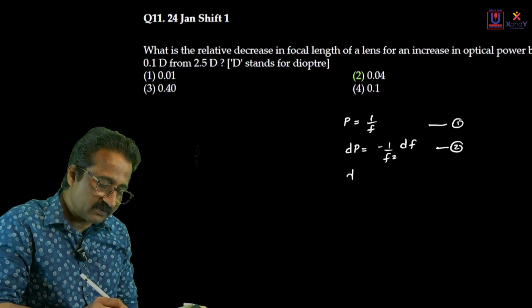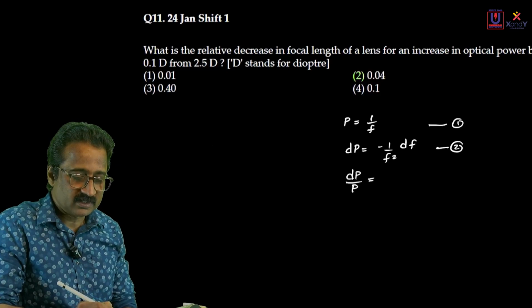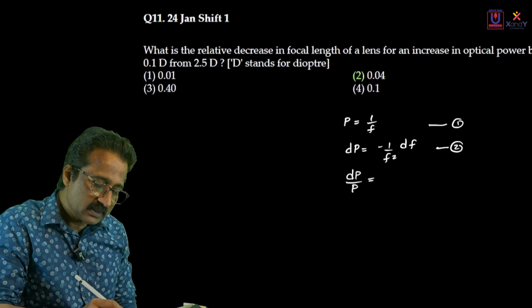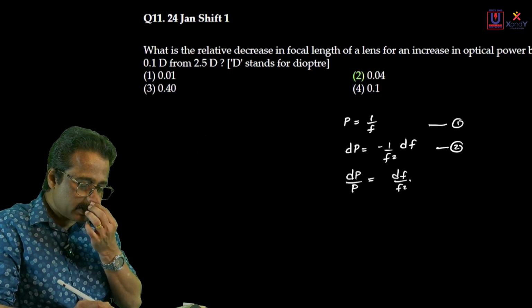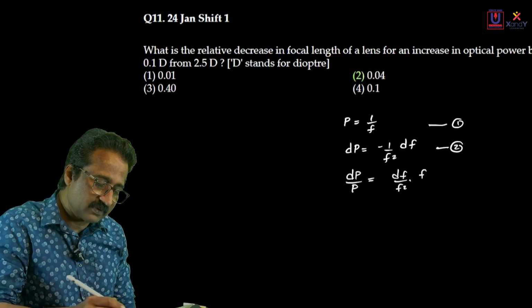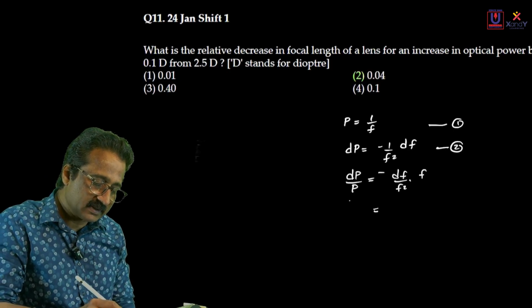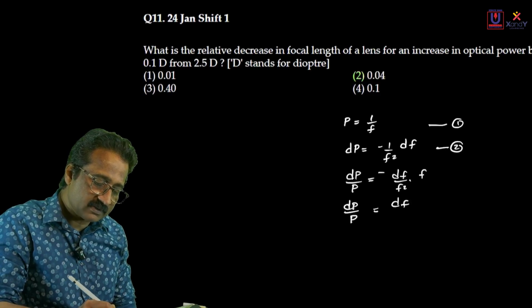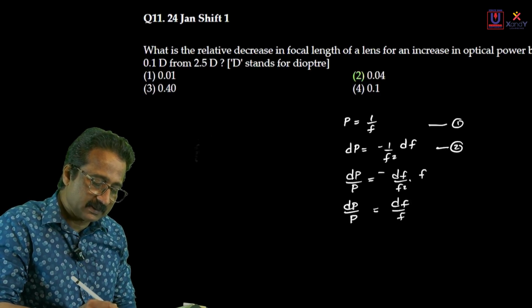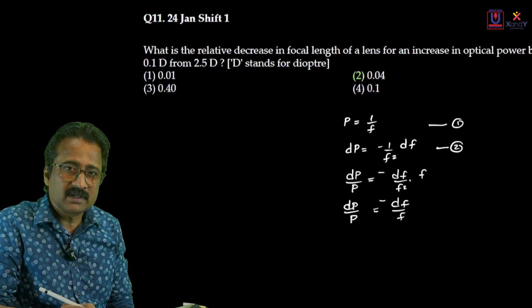When I take 2 by 1, I have dP by P, the fractional change in power, equal to minus df by f squared divided by 1 by f. It becomes f, and the minus is there. So this is equal to df by f. So we get dP divided by P as df by f. Of course, a negative sign is there. The question is, what is df by f? So it is nothing but dP by P.